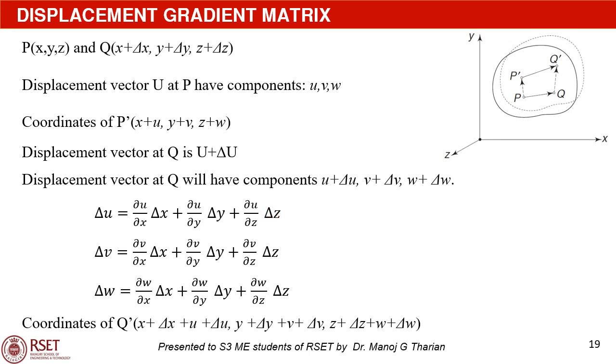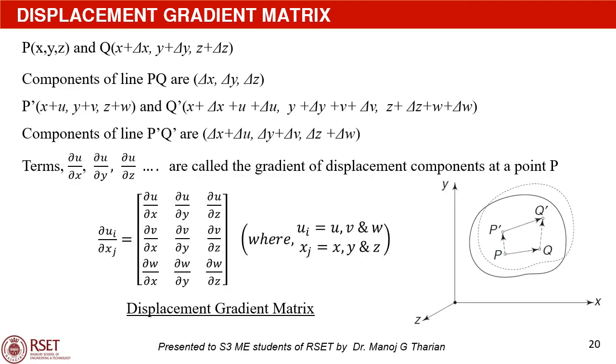Similarly, we obtain delta v is equal to dou v by dou x into delta x plus dou v by dou y into delta y plus dou v by dou z into delta z, and delta w is equal to dou w by dou x into delta x plus dou w by dou y into delta y plus dou w by dou z into delta z. By adding these displacement components to the original coordinates of Q, we obtain the coordinates of Q dash as x plus delta x plus u plus delta u, y plus delta y plus v plus delta v, and z plus delta z plus w plus delta w.